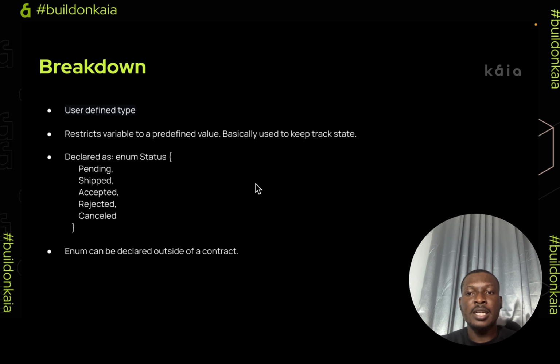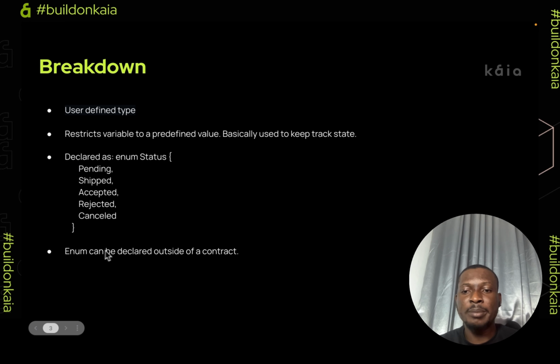To declare an enum, you use the enum keyword, the name of the enum, and your curly braces, then the various predefined values. As you can see here, we declared the keyword enum, the name is Status, then the various predefined values. In this case, we have pending, shipped, accepted, rejected, and cancelled. Each of these predefined values is represented in uints. It's also important to note that the default value of an enum is the first of its predefined values, in this case, pending.